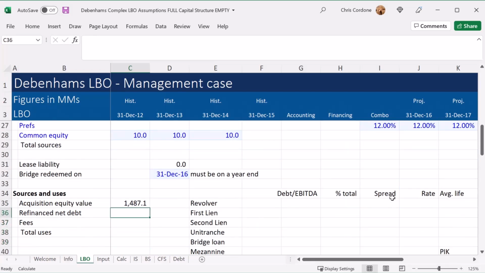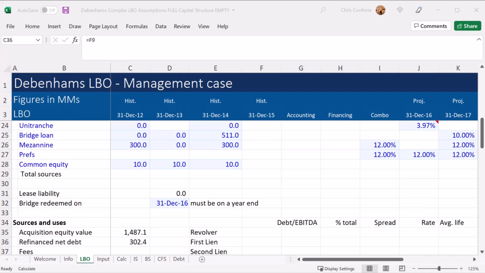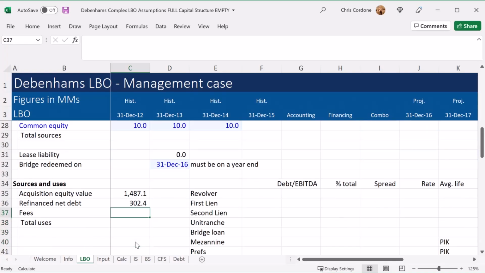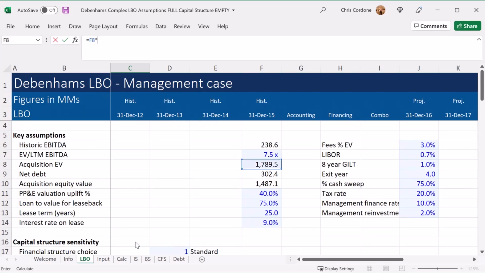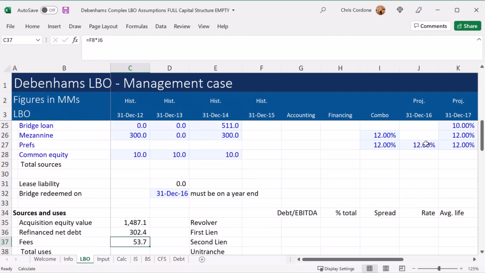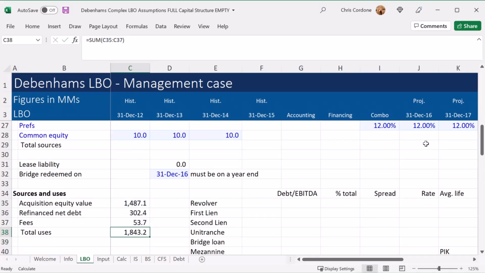And the refinanced debt is going to be equal to the net debt above. So essentially what we will be doing is taking the existing debt and using any available cash to pay that down, and that amounts to 302.4. The fees will be equal to the enterprise value amount above, 1789.5 times the 3%. And that gives us the 53.7. So our total uses, our total needs of funds, amount to 1843.2.